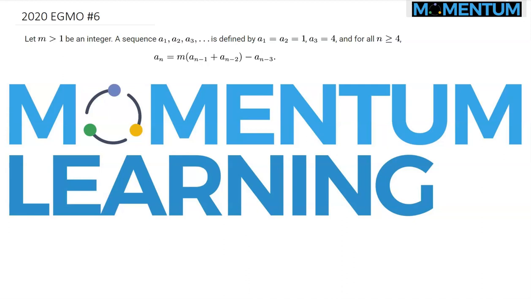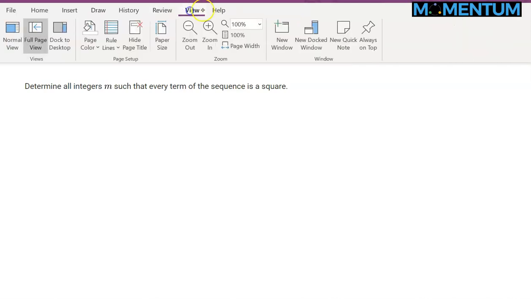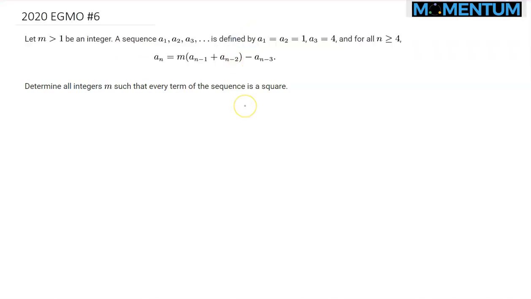This is 2020 European Girls Math Olympiad problem number 6. What is this problem? An algebra problem, I guess. Well, it has a lot of algebraic manipulations, but relatively straightforward manipulations. So here is the question.